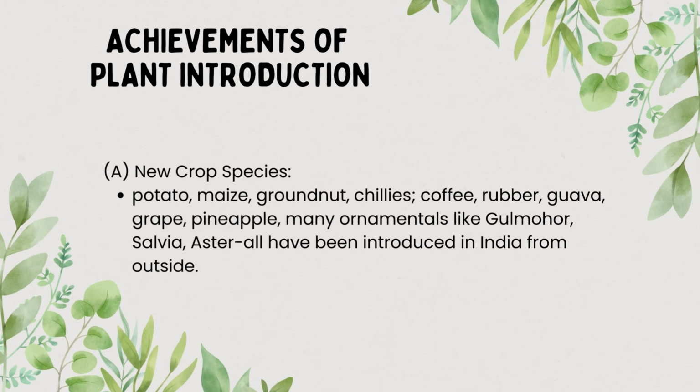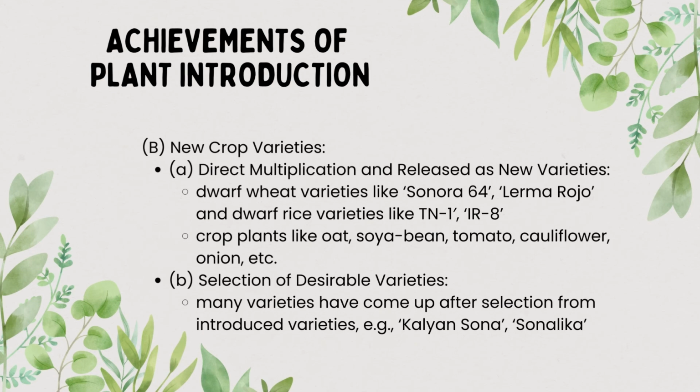Achievements of plant introduction. A. New crops: potato, maize, groundnut, chilies, coffee, rubber, guava, grape, pineapple, and many ornamentals like gulmohar, salvia, and aster have all been introduced into India from outside. B. New crop varieties: direct multiplication and release as new varieties. Dwarf wheat varieties like Sonora 64, Lerma Rojo, and dwarf rice varieties like TN1, IR8. Crop plants like oat, soybean, tomato, cauliflower, onion, and so on.